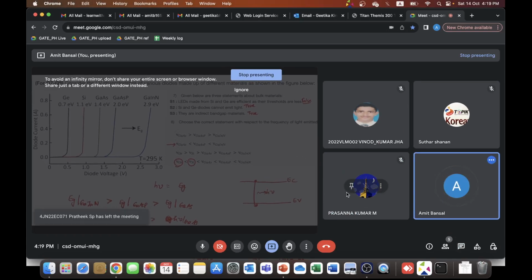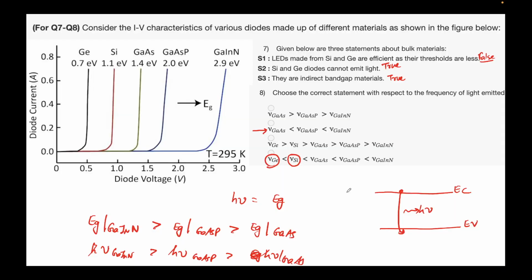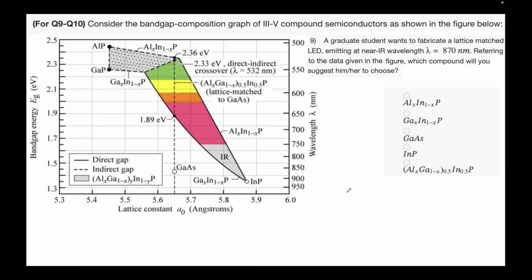Okay, so that's for this set of problems where we compared indirect versus direct band gap, and in the second part we saw the dependence on the band gap of the emitted photon. Right, now in this case we have to choose.